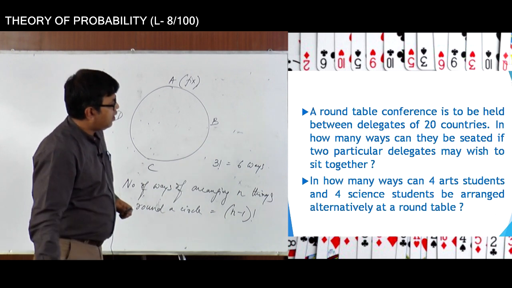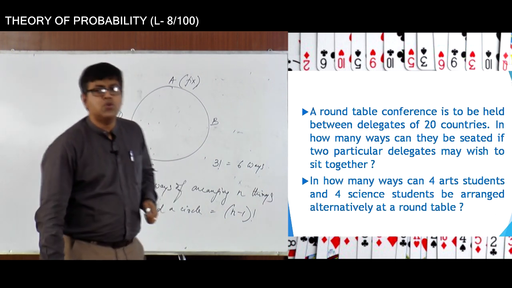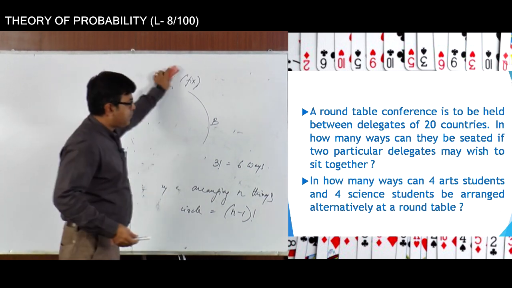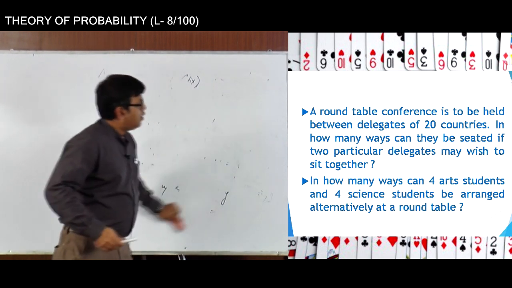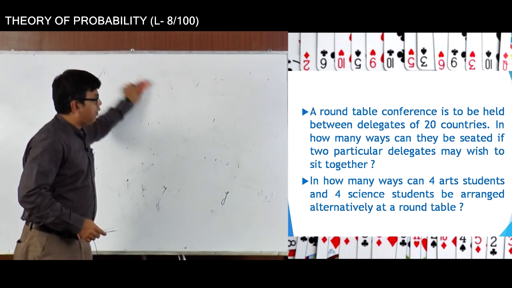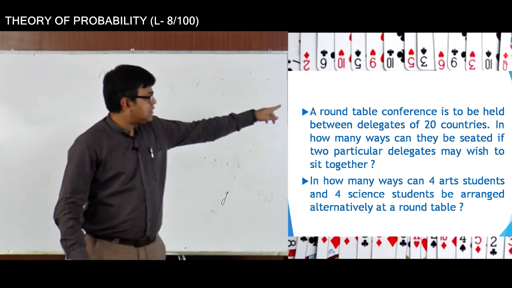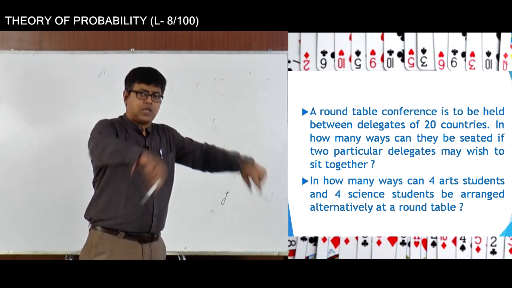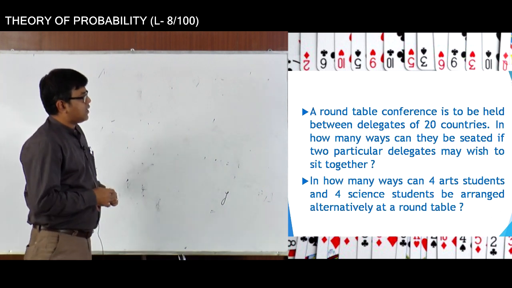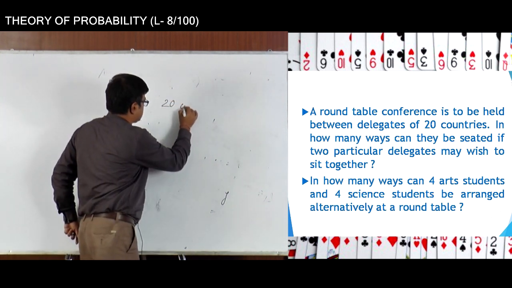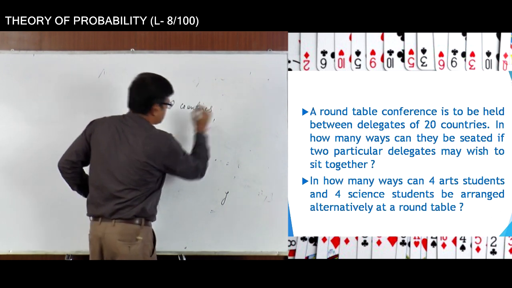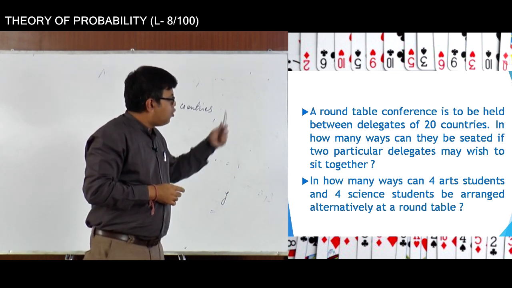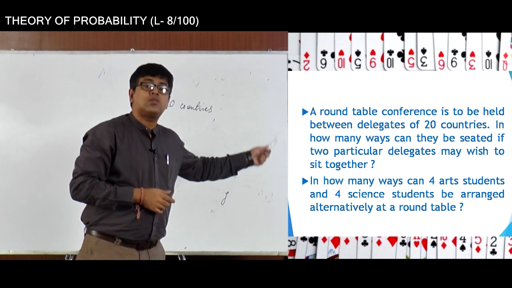Now, let's come to some examples where we can use this concept of circular permutation. I've taken a couple of problems here. The first problem says that a round table conference is to be held between delegates of 20 countries. Mind it, it's a round table, so it's basically a circle. Delegates of 20 countries will come for this round table conference, and the question asked is, in how many ways can they be seated if two particular delegates wish to sit together?